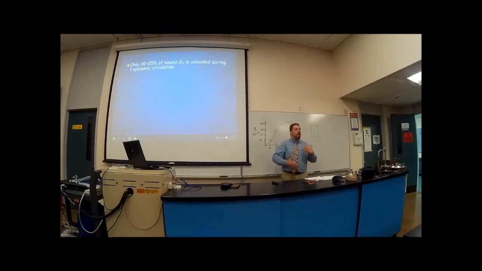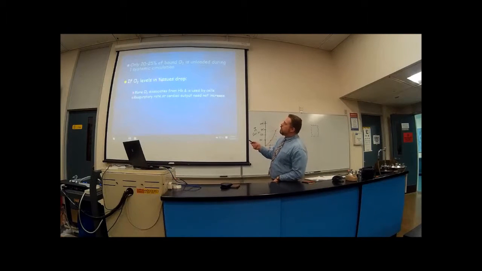Because your body needs a lot more oxygen. So if you're running a marathon, when it comes back up here, maybe 40% is on there, because we used a lot more because your body needs more oxygen. Okay? So if oxygen levels in tissues drop, more oxygen dissociates from the hemoglobin and is used by the cells. If you're running a marathon, more oxygen needs to come off of that.